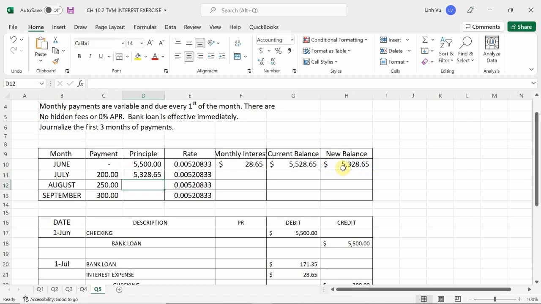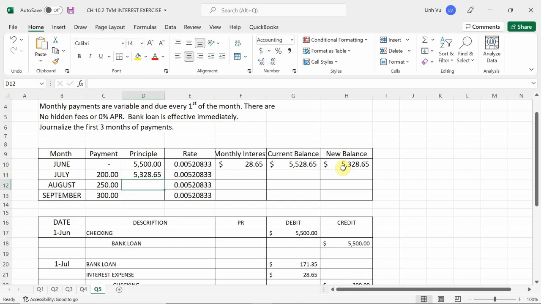So that means the next time that I calculate my interest for the month of August, it is going to be slightly different. So in this case, I'm starting out with $5,328.65. And now, how much interest will be charged for the month of August? Or for the month of July, excuse me.